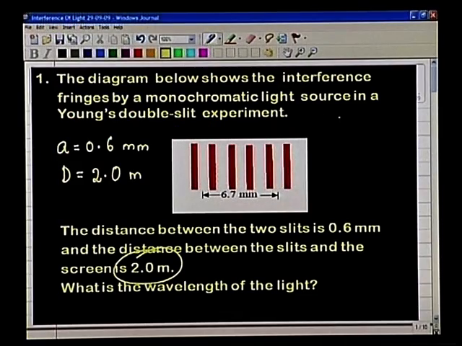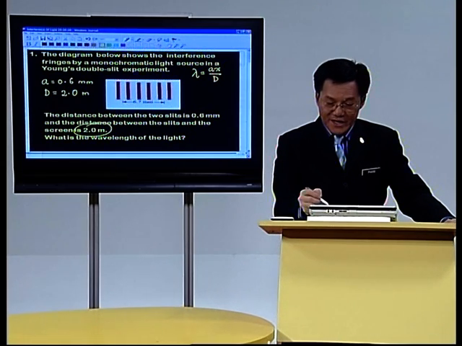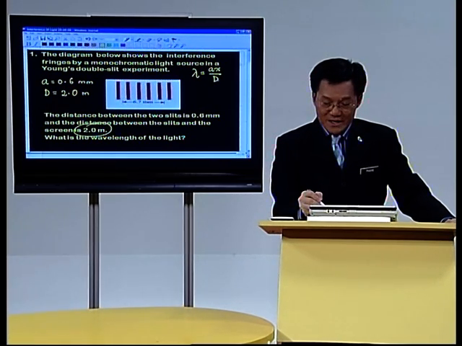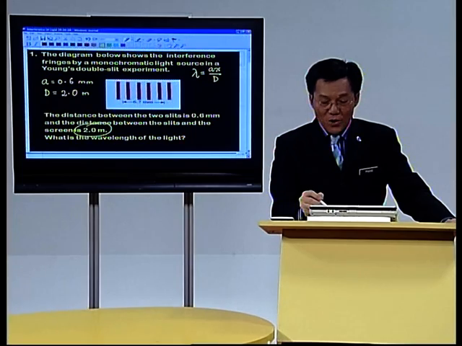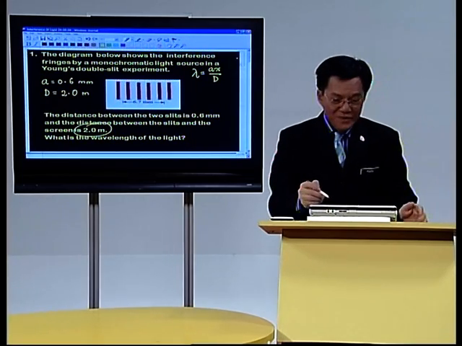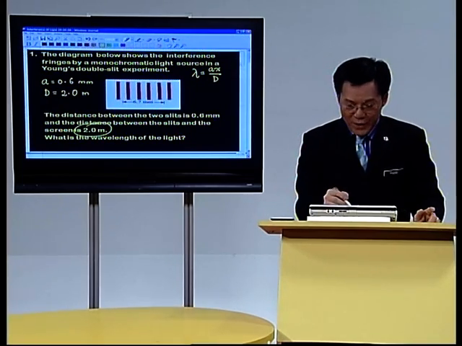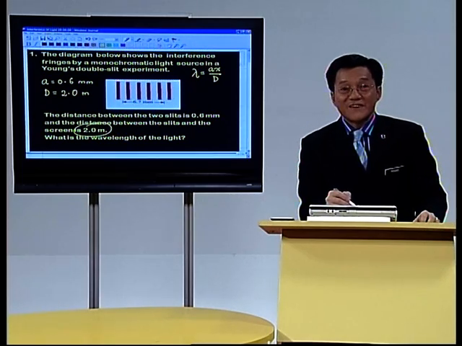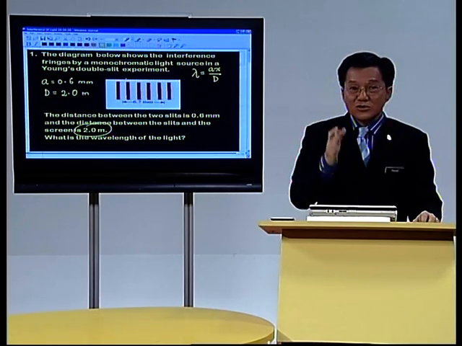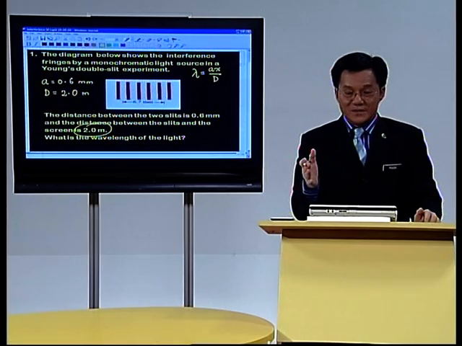Lambda equals AX per D. That is the equation that we are using. In fact, we want to calculate lambda. And I need to know what X is, because I have written down what A is and what D is. Now, X is actually the distance between two successive bright fringes or two successive dark fringes.